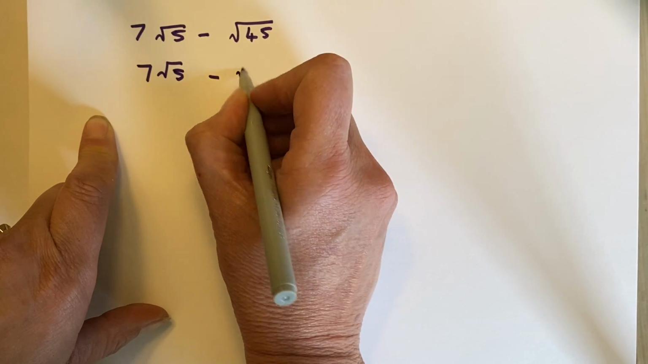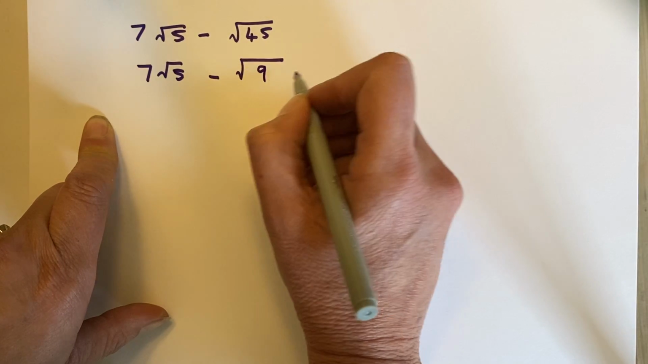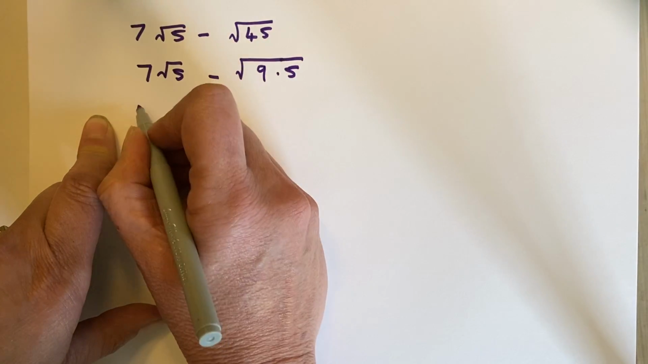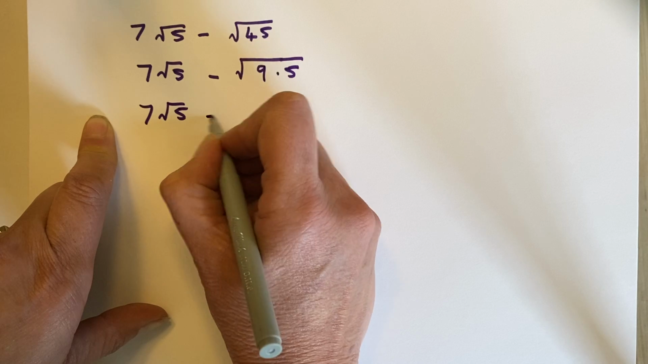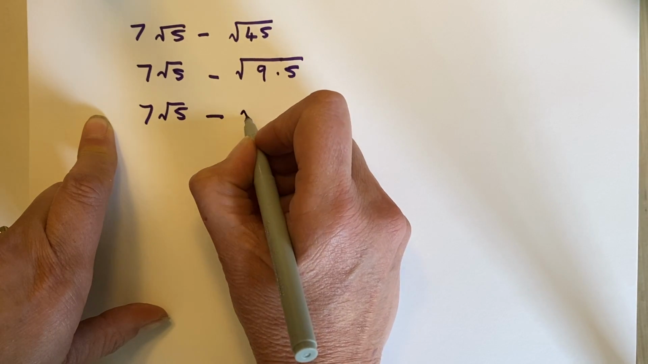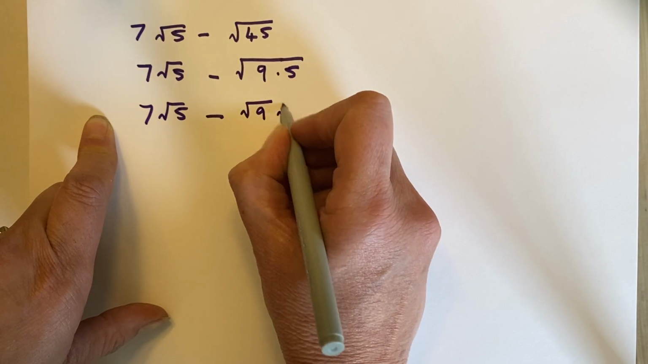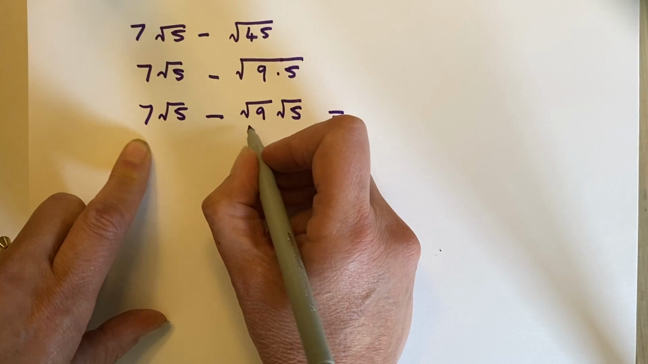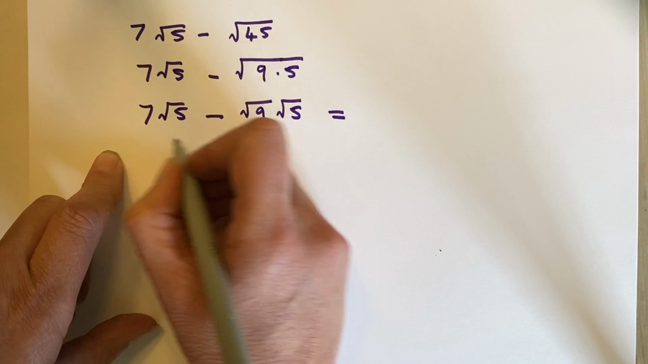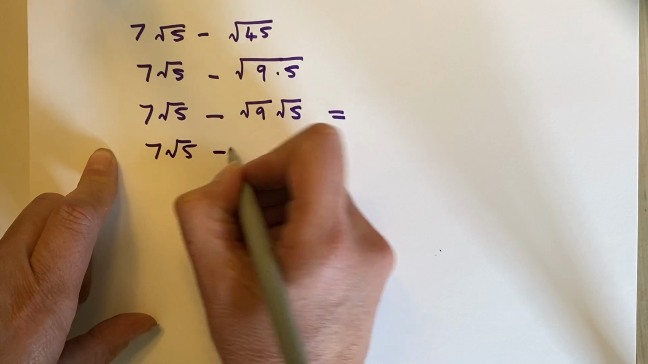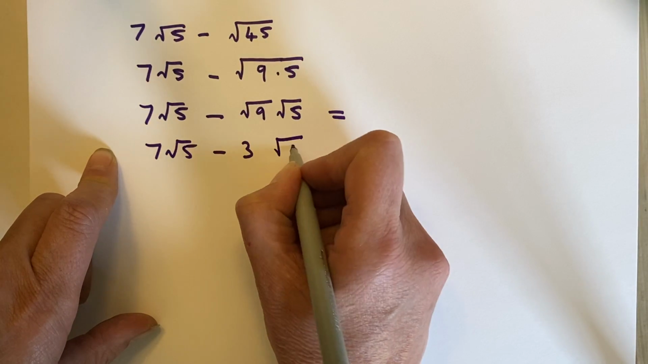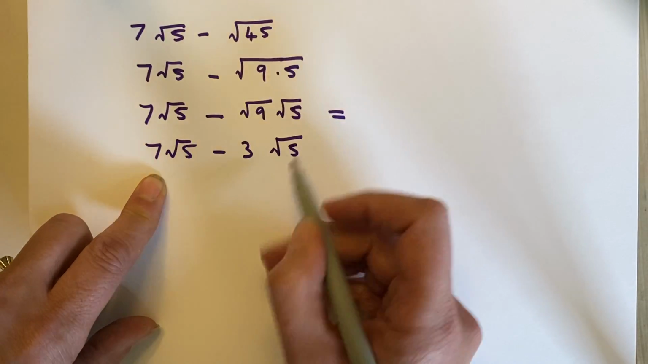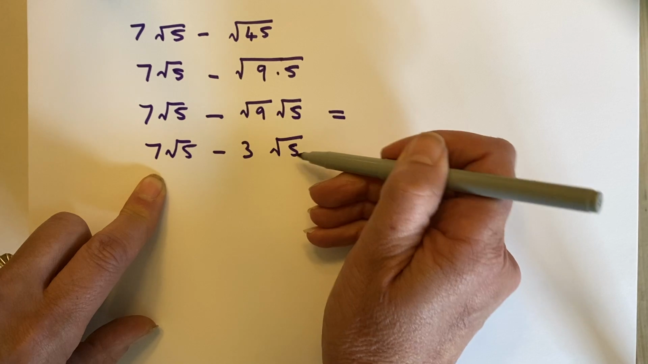And in here, I'm going to break this down into square root of 9 times 5. Well, I'm going to again rewrite this, and I know the square root of 9 times 5 is the square root of 9 times the square root of 5. That means I know that the square root of 9 is 3, and I have the square root of 5 left over. I'm now as simple as I can get. That square root of 45 is now simplified to 3 square root of 5.